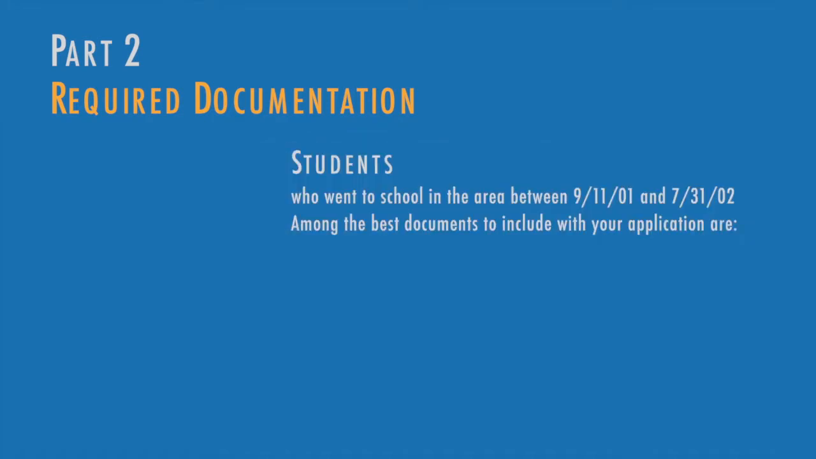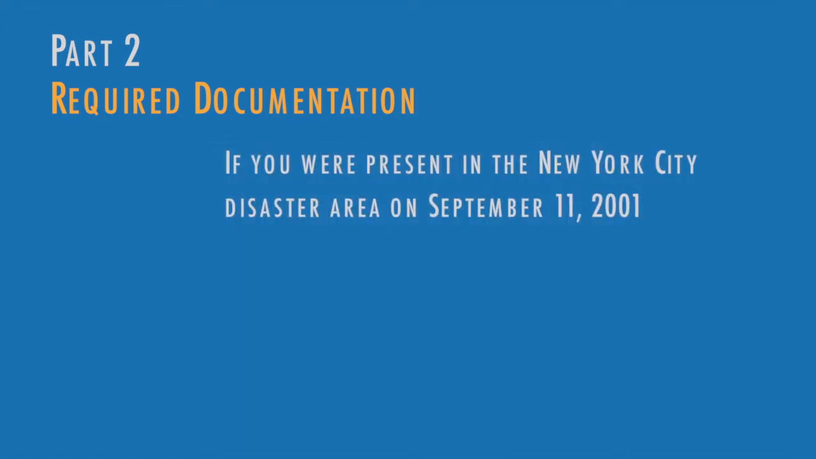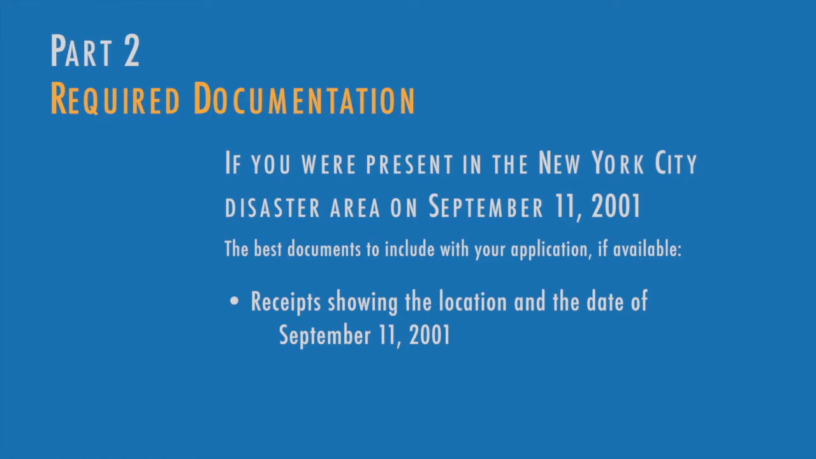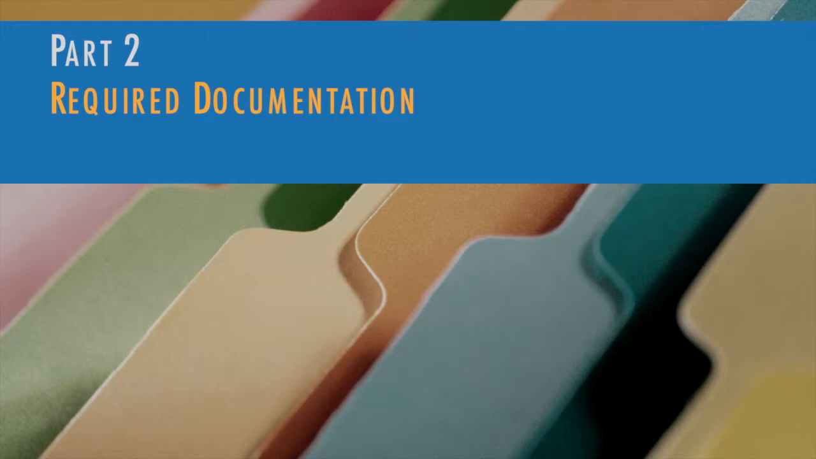For students who went to school in the disaster area between September 11th, 2001 and July 31st, 2002, the best documents to include with your application are a transcript, a diploma, a student ID, or a letter from your principal. If you were present in the New York City disaster area on September 11th, 2001, for example, if you were shopping or went to a meeting, the best documents to include with your application are any receipts showing the location and date of September 11th, 2001, or a written statement from someone who was with you with a description of your activities. If you are unable to submit the required documentation, you must explain how you've attempted to obtain this documentation and the reason you are unable to provide it with your application.